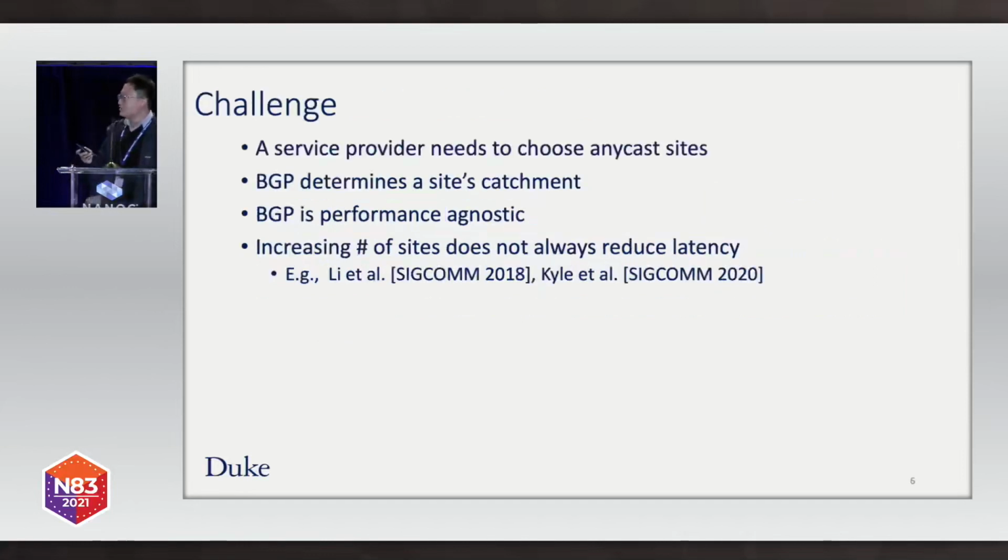So here comes the challenge of how to improve Anycast performance. At first, a service provider needs to select a subset of the Anycast sites to announce the Anycast service. But the problem is that the BGP protocol usually determines a site's catchment, and BGP is usually performance agnostic. That shows us that increasing the number of sites does not always reduce latency. This is also confirmed by several previous works.